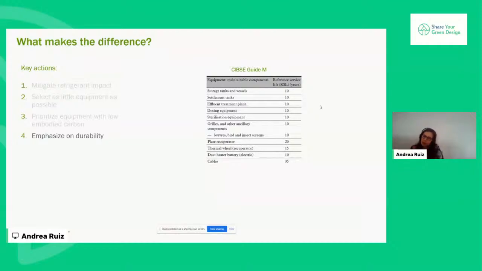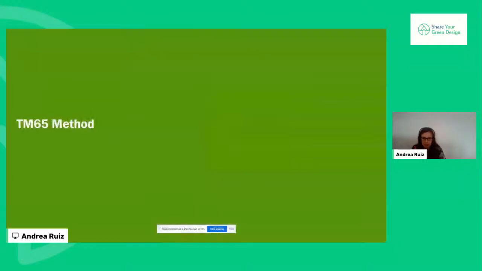So yes, we have gone through all the 4 key actions that I wanted to share with you to have in mind before we start even calculating the embodied carbon of the MEP services.